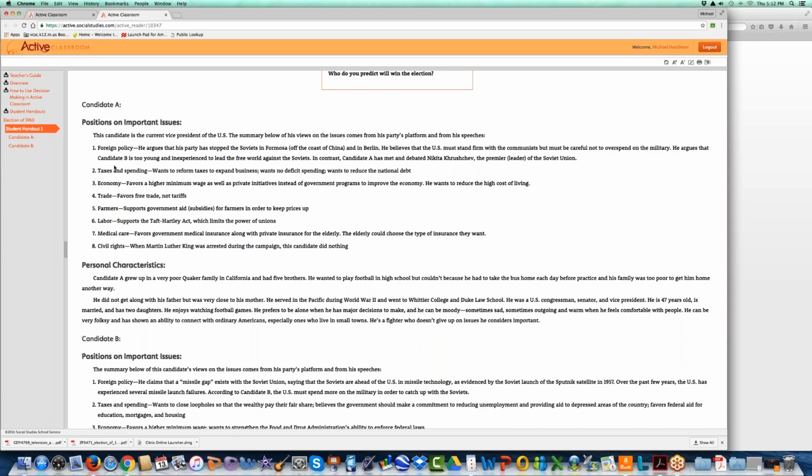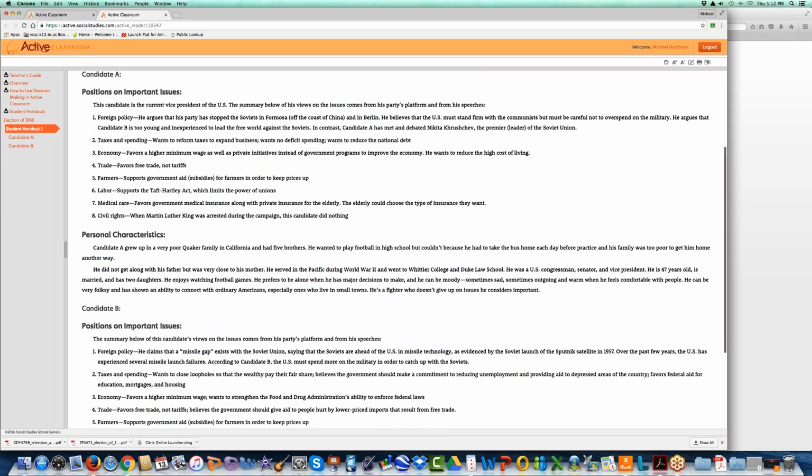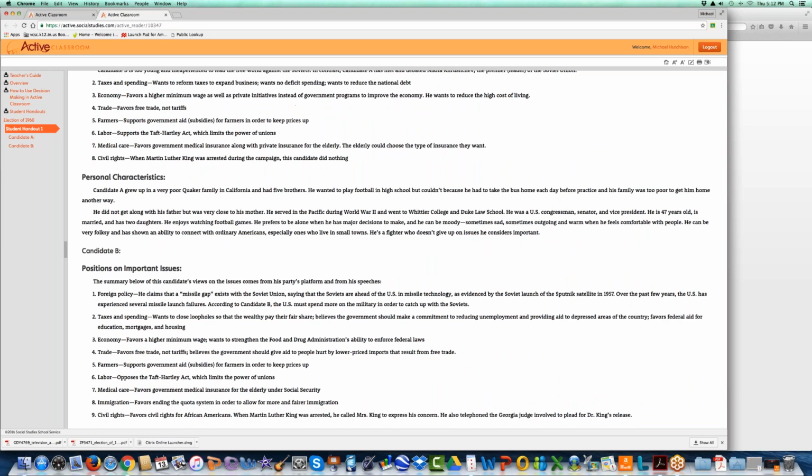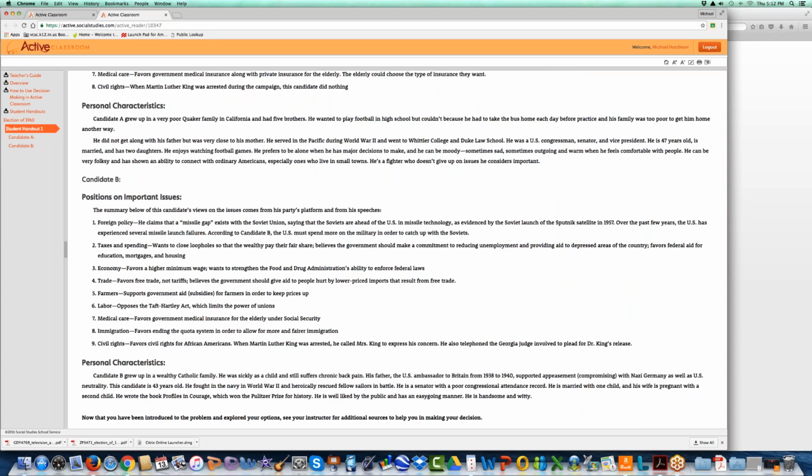So if I were going to introduce this as a watershed election, which frankly it is, particularly because it's television that made a big impact in this election, I might use this, as I said, as a lesson opener. So I can compare and contrast the differences between candidate A, which is Richard Nixon, and of course candidate B, which is John F. Kennedy. So at the end, the question essentially is, who do I predict will win the election?